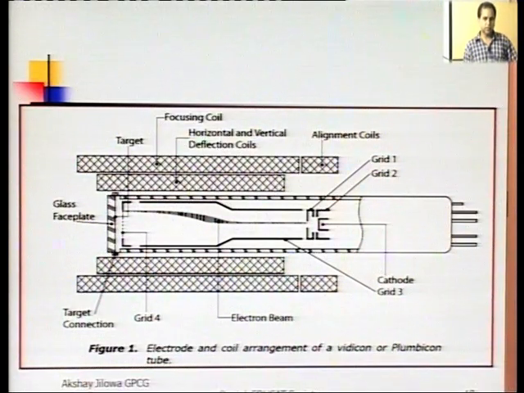This is the assembly of Vidicon. Here we have the target. This is the glass face plate which we normally see when you see a camera tube or a camera. We see at the front, that is the glass face plate. Just after this we have the target, and then we have various grids.